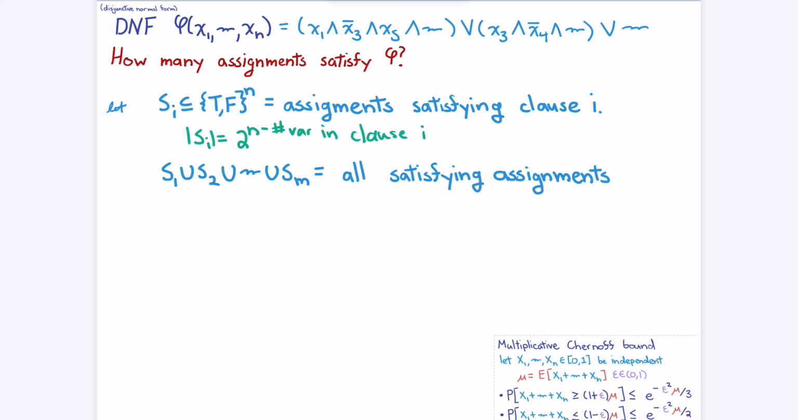So I'm trying to estimate the size of the union, right? Because I just need to satisfy one of the clauses. So the issue is dealing with all these overlaps, right?